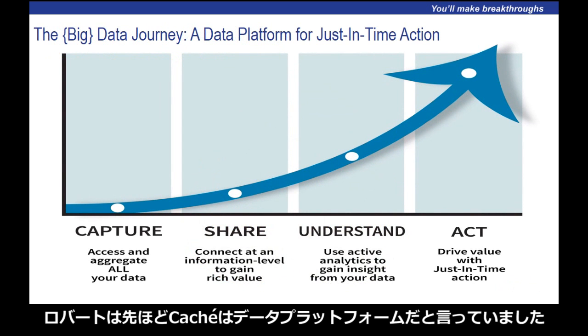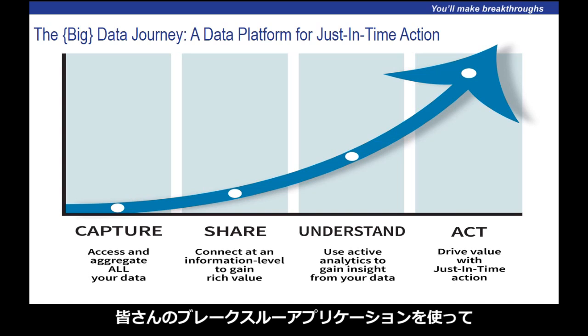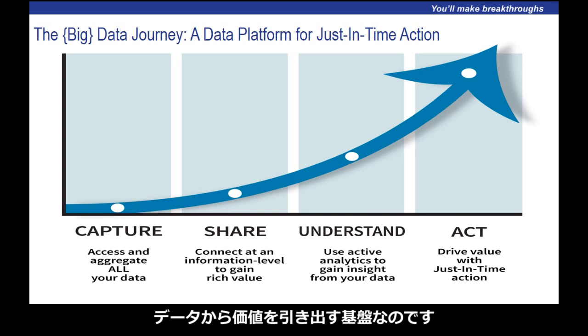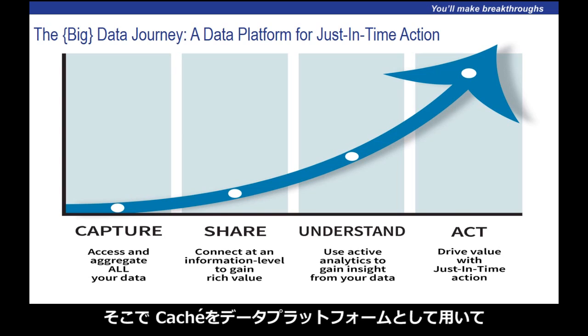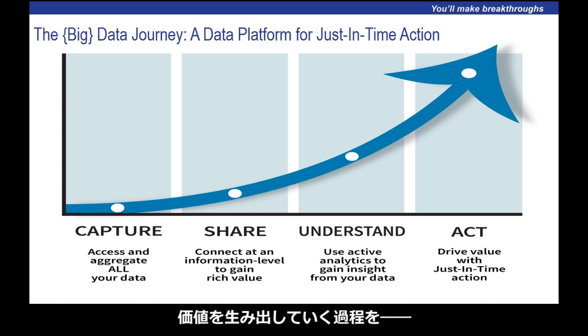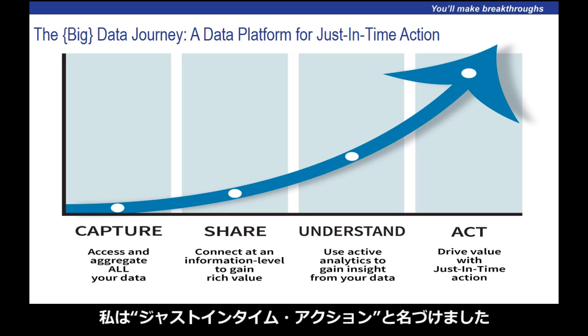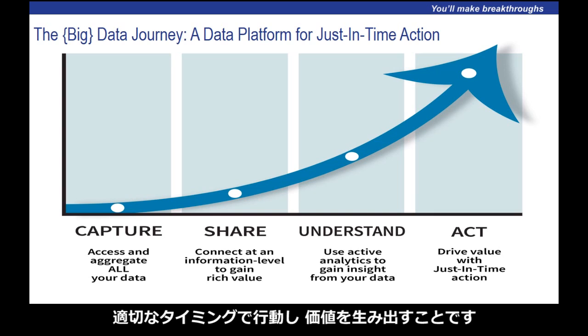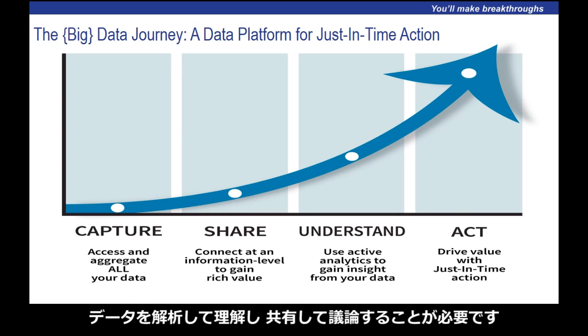Robert mentioned in his slide around Cache being a data platform to provide to you the base to be able to unlock value from your data by using your breakthrough applications. So I propose, along those lines, an image that depicts how you can use Cache as a data platform to unlock that value and generate value with what I call just-in-time action. And just-in-time action is basically about taking action and generating value at the right time. It could be by analyzing the data and understanding it. It could be by sharing the data with others and discussing it, etc.